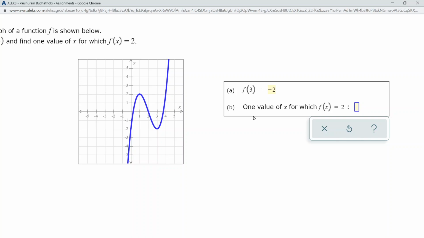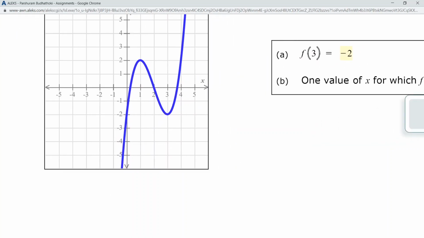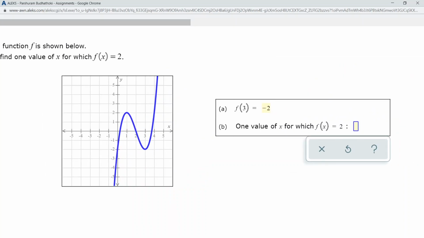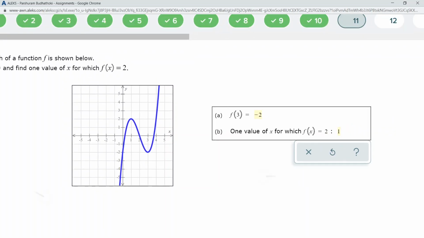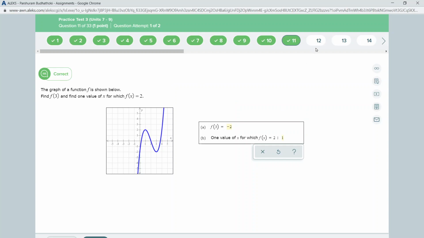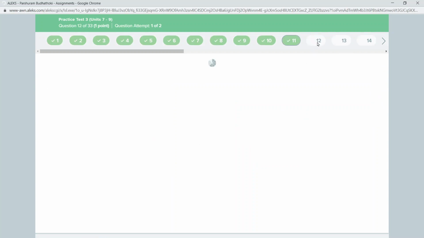And now the next question is find out the value of x for which the function is 2. So just check the graph where the graph has y value 2. So 2 means positive 2. So this is where the graph has y value 2, and that is at x equal to 1. So the answer for the second one would be when x equal to 1, the value of the function would be 2. Correct. Let's go to the next problem.